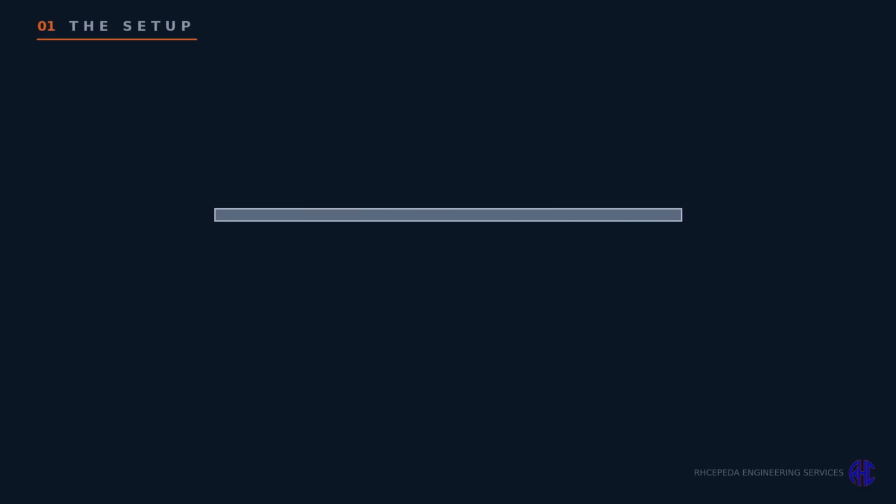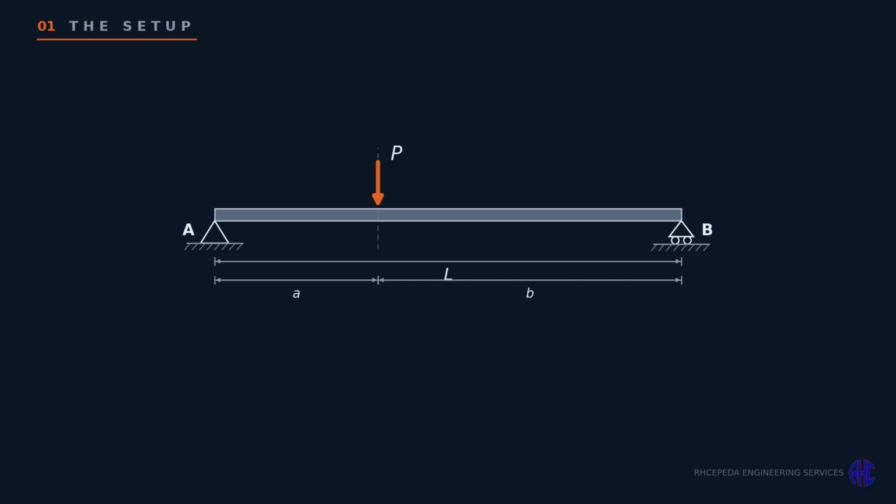Here's our beam, pin at A, roller at B, span L. The load P acts at a distance A from support A, and B from support B. The load is closer to A, and that asymmetry will echo through everything that follows.